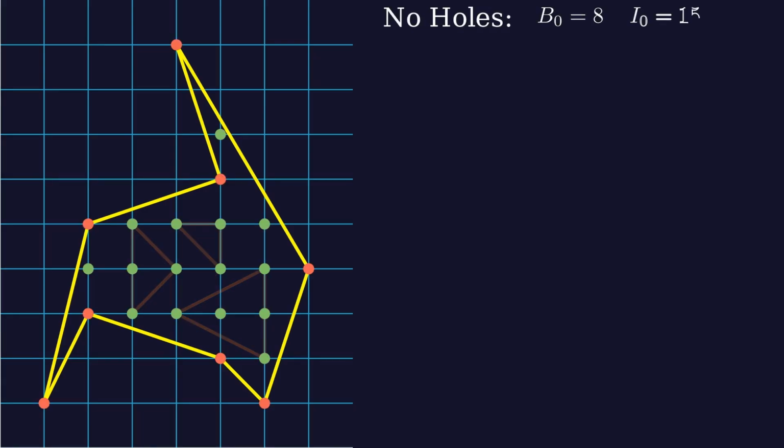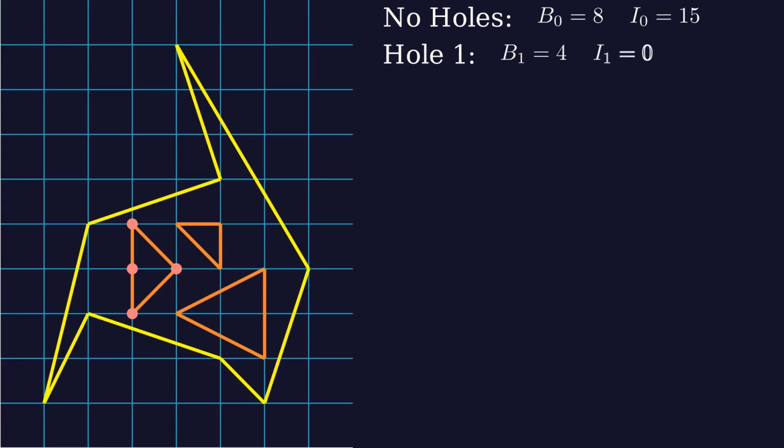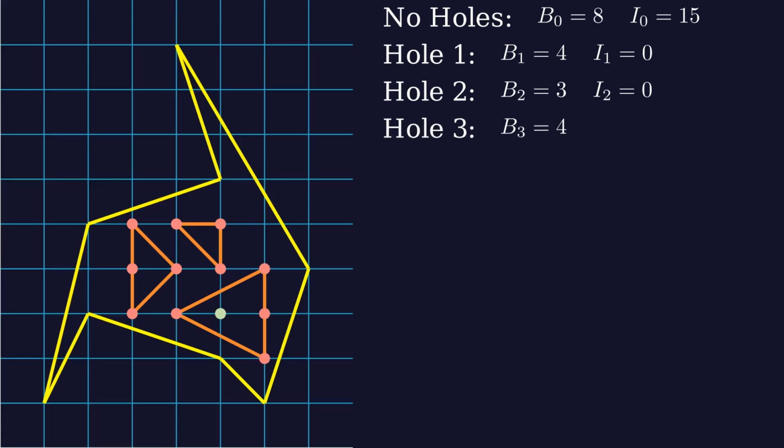Now our shape has 3 holes. The shape without the holes didn't change. It still has 8 boundary points and 15 interior points. Let's look at the first hole. It has 4 boundary points and 0 interior points. The second hole has 3 boundary points and 0 interior points. And the third hole has 4 boundary points and 1 interior point.